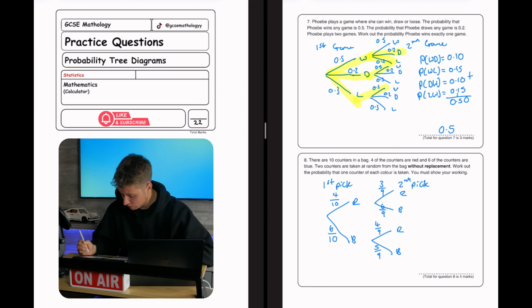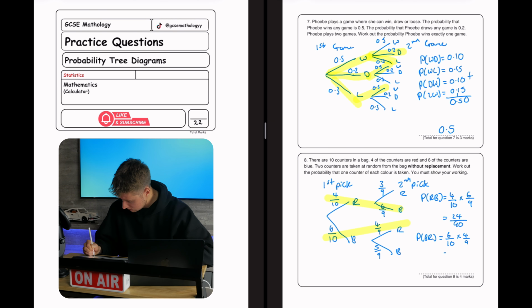So the question says, work out the probability that one counter of each colour is taken at random. So let's draw these paths. So each colour means red and then blue, or a blue and then a red. So the probability of a red and then a blue is equal to 4 over 10 times 6 over 9. So 4 times 6 is equal to 24, and this is over 90, and then the probability of a blue and then a red is equal to 6 over 10 times 4 over 9. So 6 times 4 is 24 over 90.